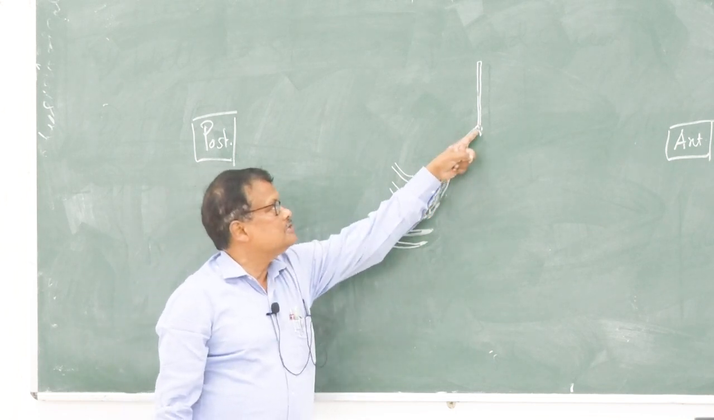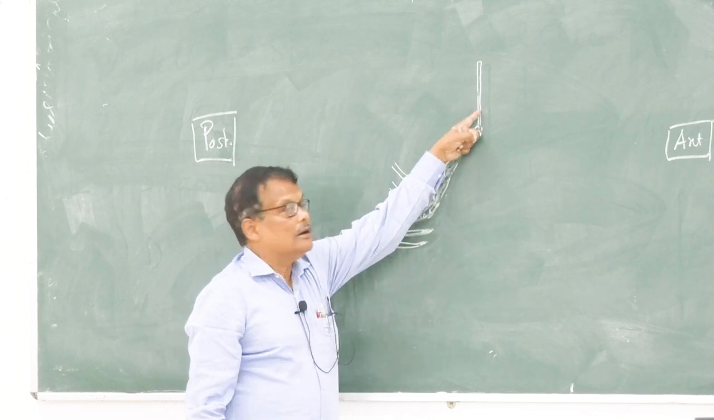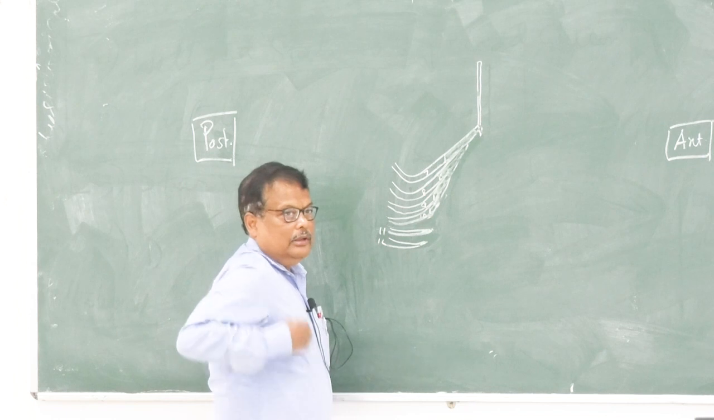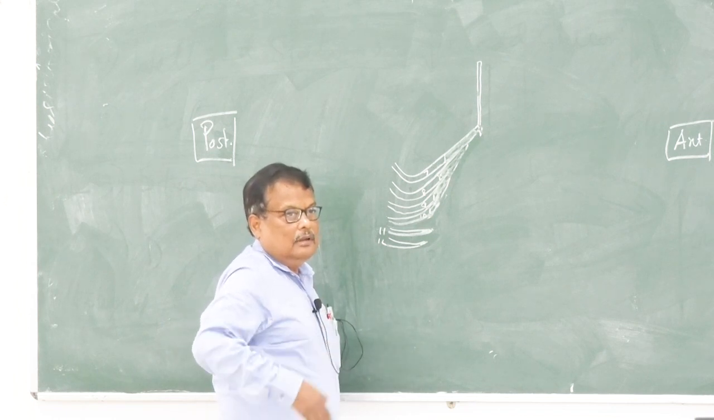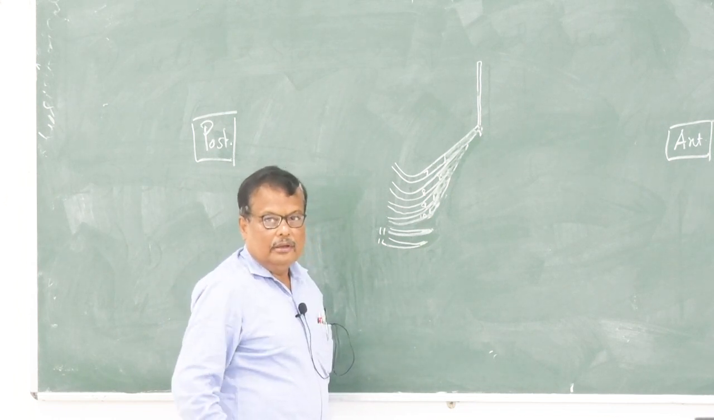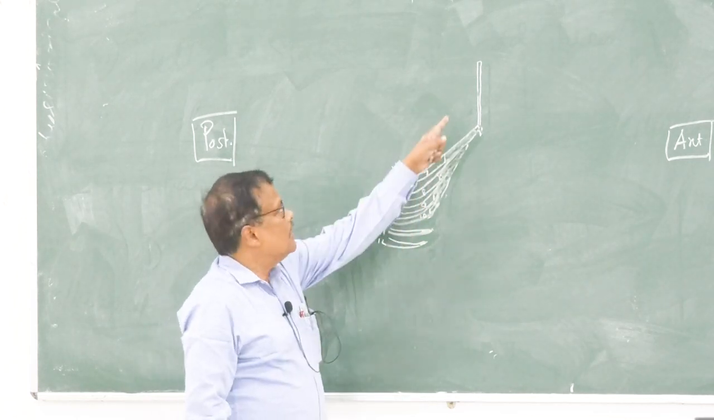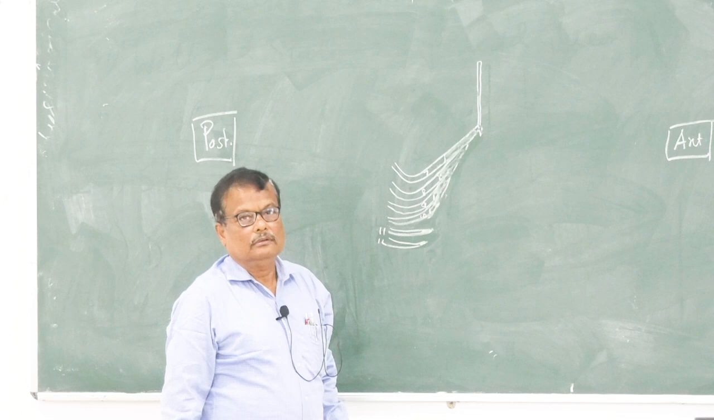The 8th rib does not touch the sternum. This is the sternum. Why does the sternum look like that? Because I am viewing from the lateral side. I am viewing this person from the side, so the sternum looks like that.